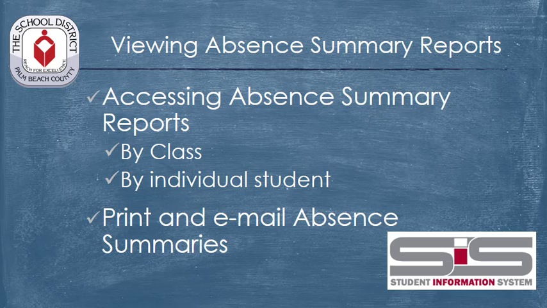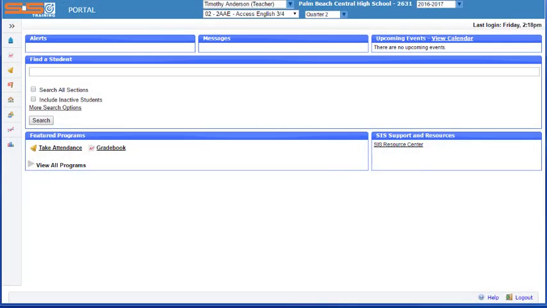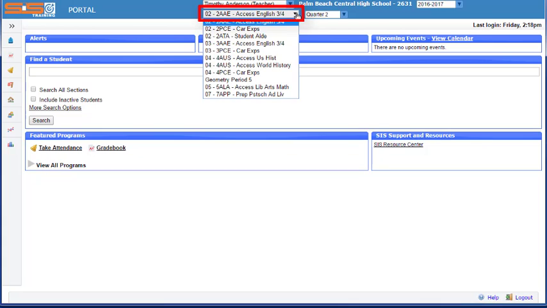The absence summary report in the SIS allows teachers to see a snapshot view of attendance patterns for their students, and allows you to view whole class attendance information as well as individual student information about attendance patterns. To view absence summaries for class, first select the class you wish to view from the header.